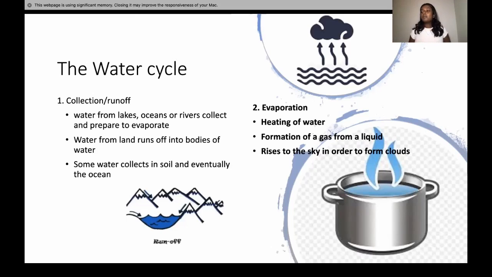We know that when we have a solid, like an ice cube, if you heat it to a certain point, it turns to a liquid. And after a liquid, it turns into a gas, right? This is what evaporation is. It's when we have this liquid form of water and you add heat. If you boil a kettle, you'll see that a gas is coming out of the kettle. That is essentially evaporation of water. This is when the water rises to the sky in order to form clouds.